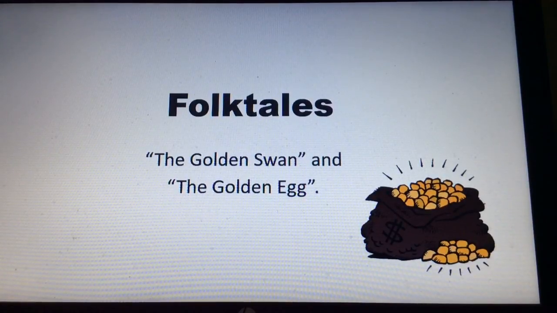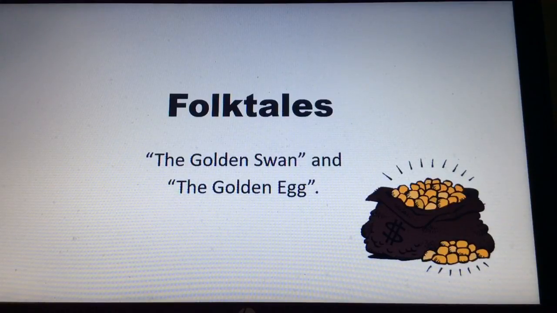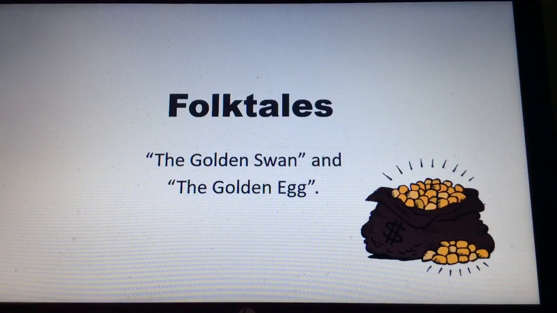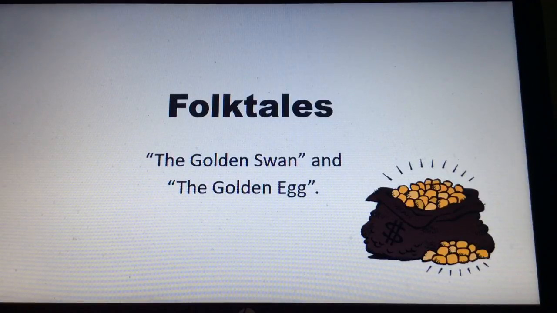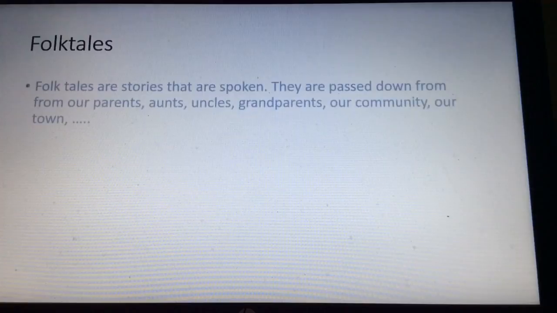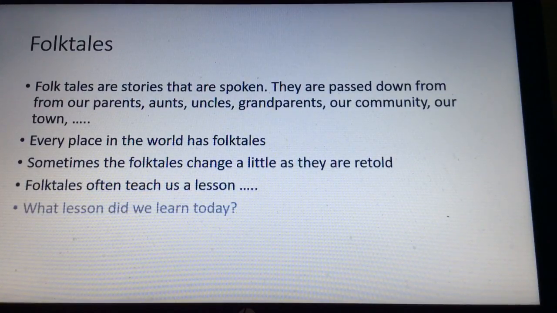Right, class, this is part 2 of the lesson, showing the whiteboard section of the lesson and the teaching that would take place with students. Okay, class, I just want to remind you that our 2 folk tales are the Golden Swan and the Golden Egg. And I want to just review what we just talked about, folk tales.